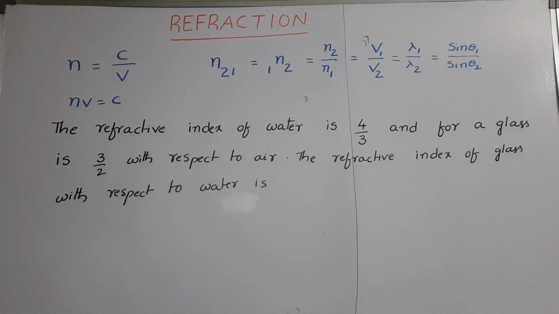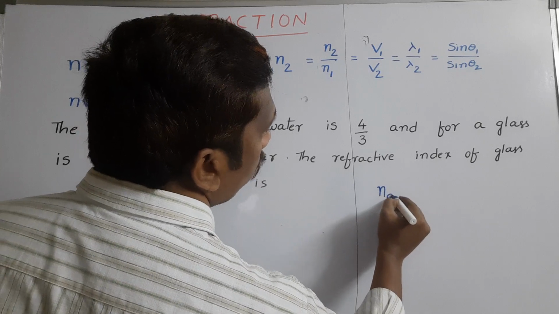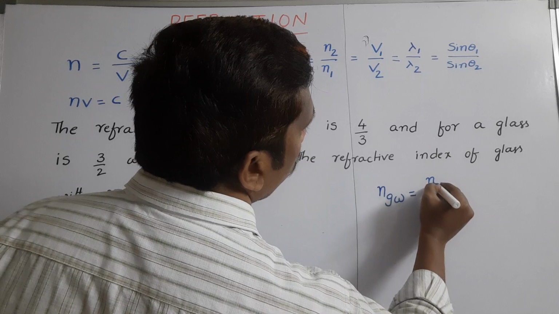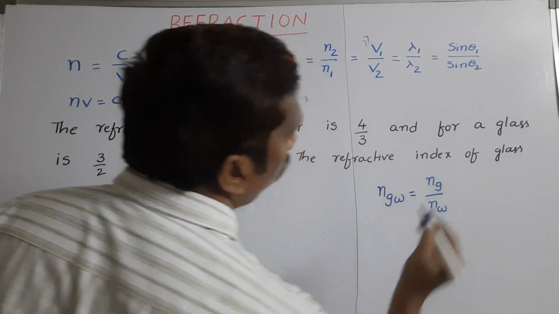Now we solve one problem. Given problem: the refractive index of water is 4 by 3 and for glass is 3 by 2 with respect to air. The refractive index of glass with respect to water is? Here, what we have to calculate? We have to calculate the refractive index of glass with respect to water. So that is equal to the refractive index of glass by the refractive index of water.